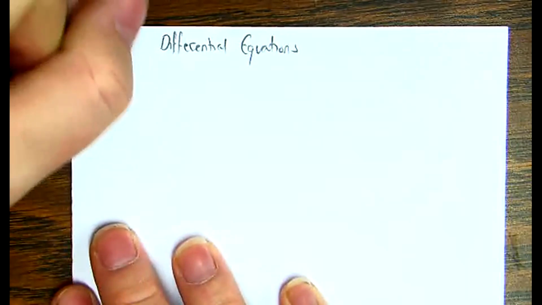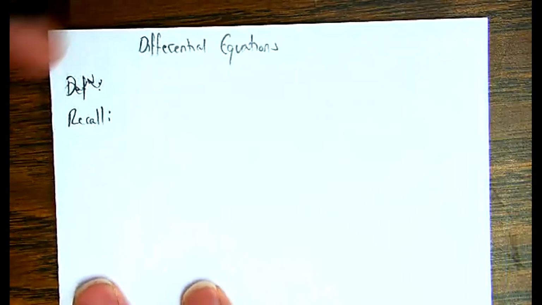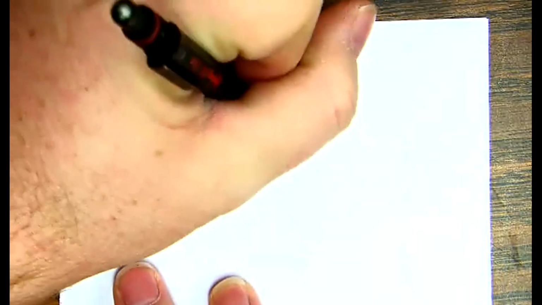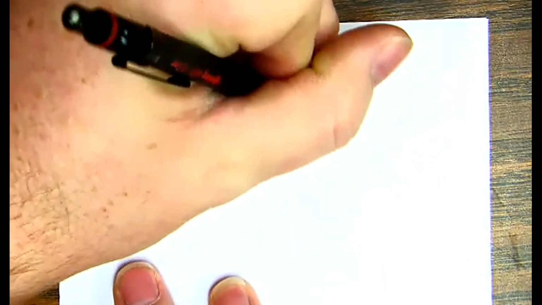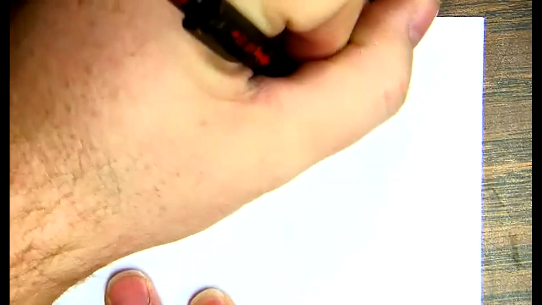First, let's recall a fact from differential calculus, and that is if a function is differentiable, then it is locally linear.